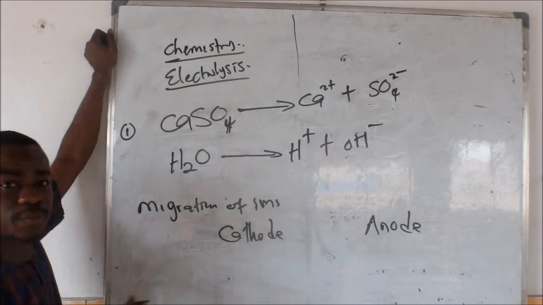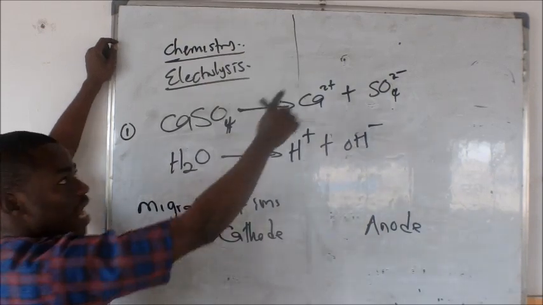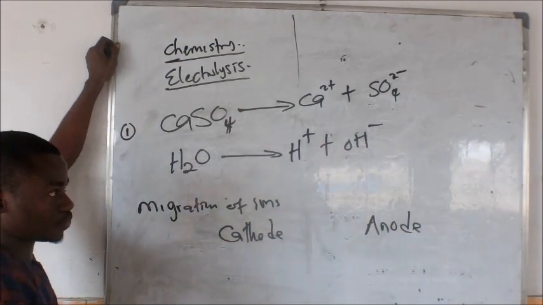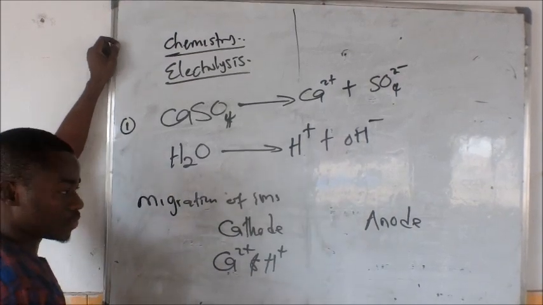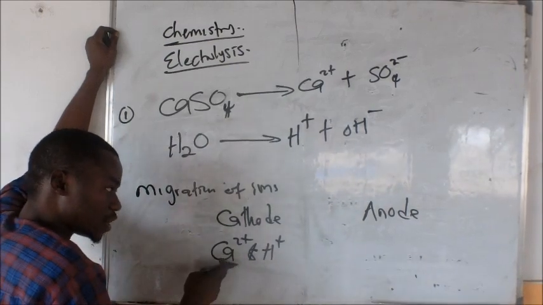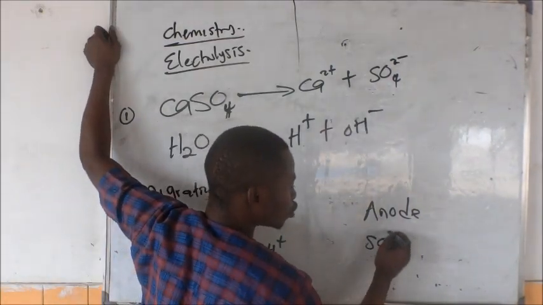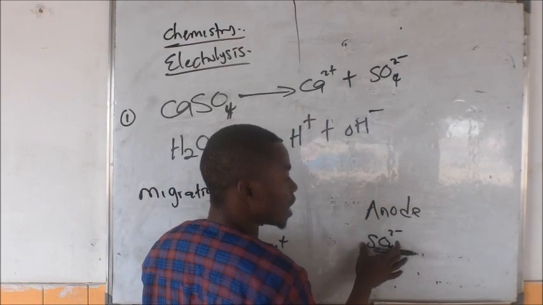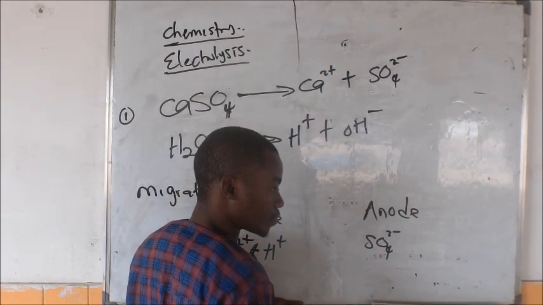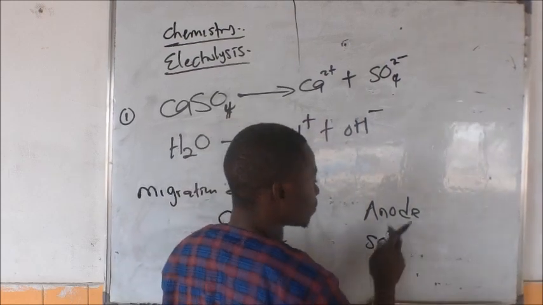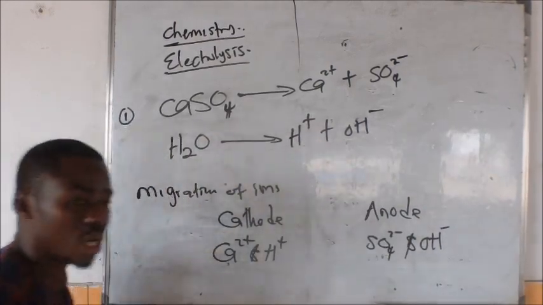We have explained before that cations migrate to the cathode, and anions migrate to the anode, by the law of attraction. Calcium 2 plus and hydrogen plus will migrate to the cathode because they are cations, they are positive, and the cathode is negative. SO4 2 minus will migrate to the anode because it is an anion, and the anode is the positive electrode. So SO4 2 minus and OH minus will migrate to the anode.